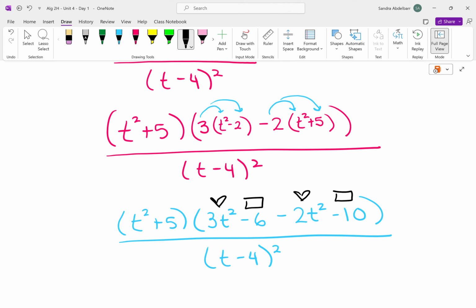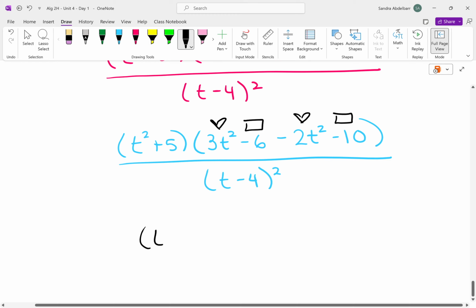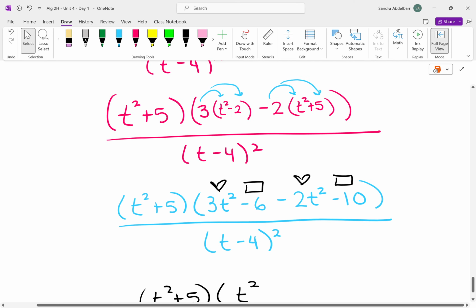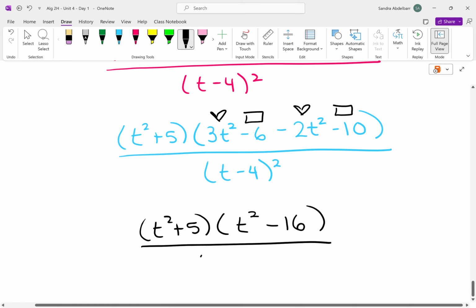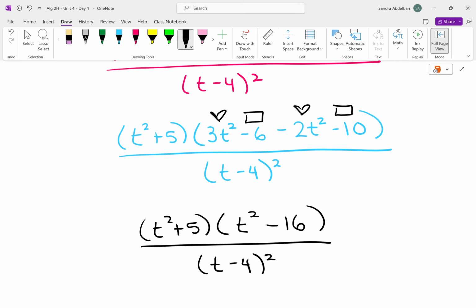We're going to keep going inside those parentheses and simplify more. So I have a 3t squared and a negative 2t squared. I have a negative 6 and a negative 10. And we're going to end up with t squared minus 16. Everybody still okay?